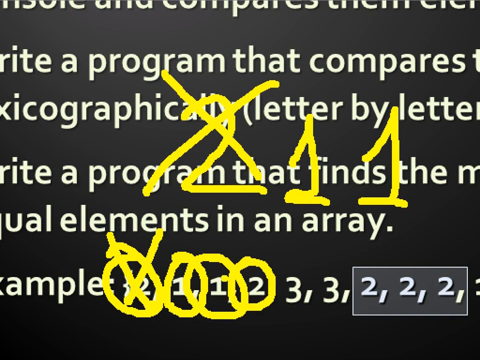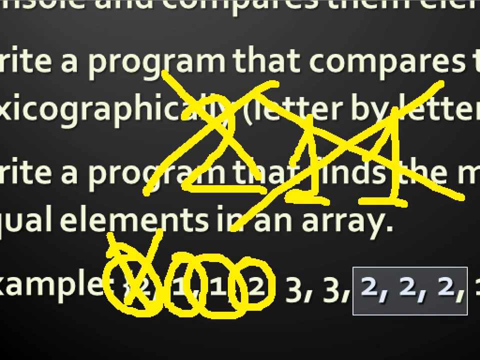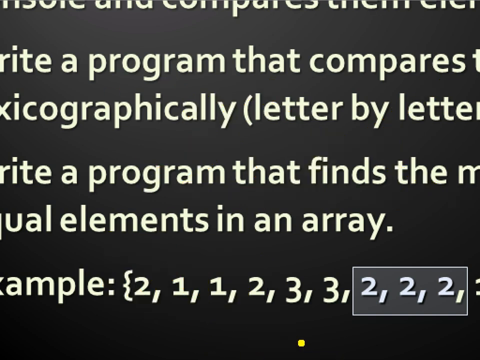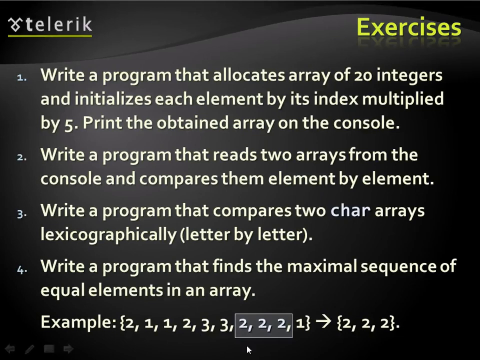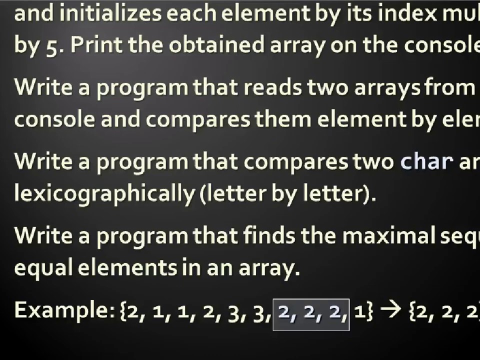You come at the next position. This sequence obviously stops because the next value is different. And you start another 2. And so on. This is the good algorithm. You can always create another algorithm.